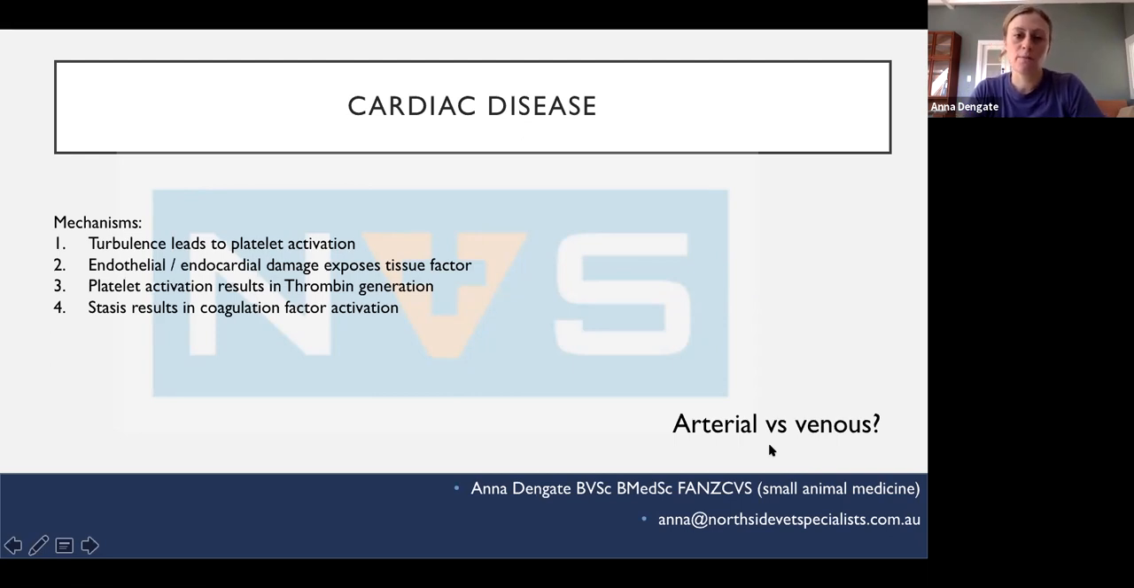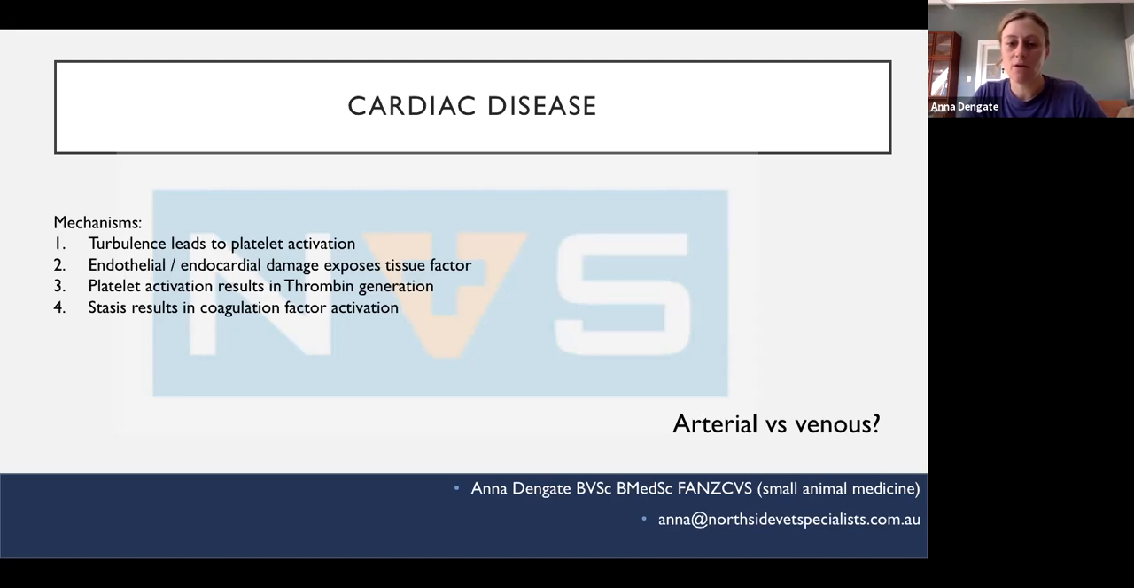So clots that form in the arterial system are generally more dangerous. If you've got a clot in the arterial system, it can go to the distal aorta or the brain and cause pretty catastrophic complications. Having said that, we see venous clots more often. So we see clots that go to the lungs and cause pretty significant pulmonary changes more often.